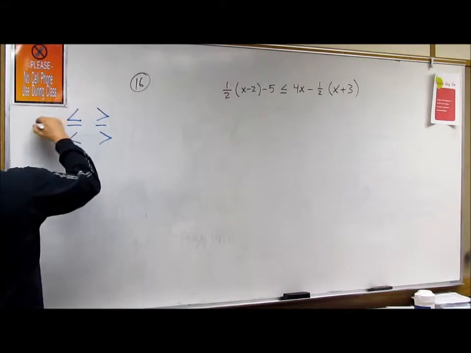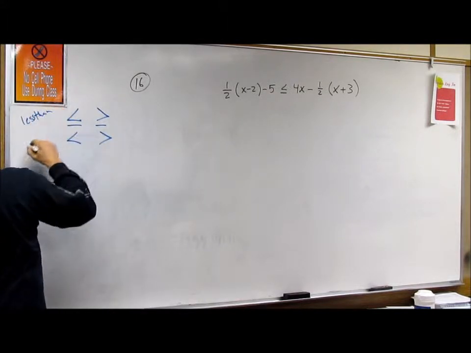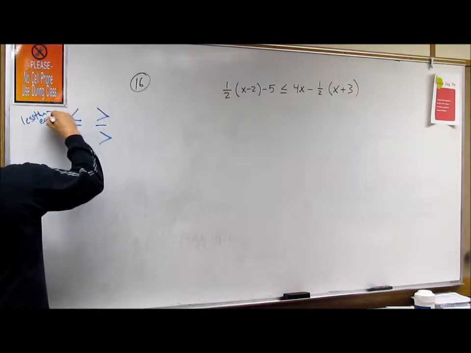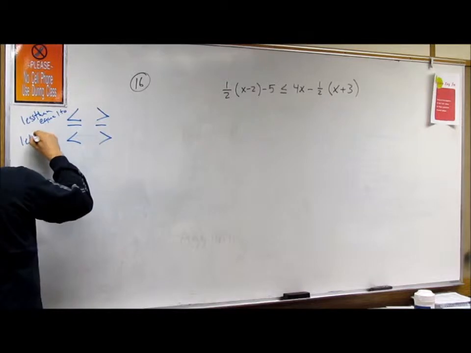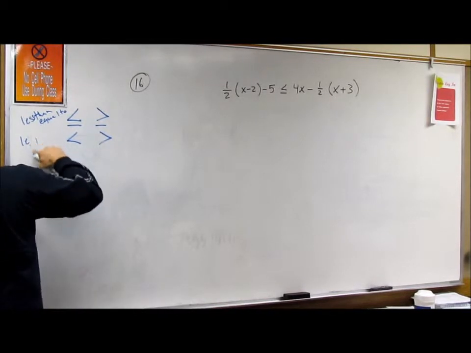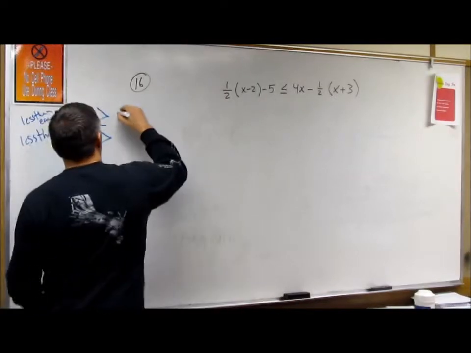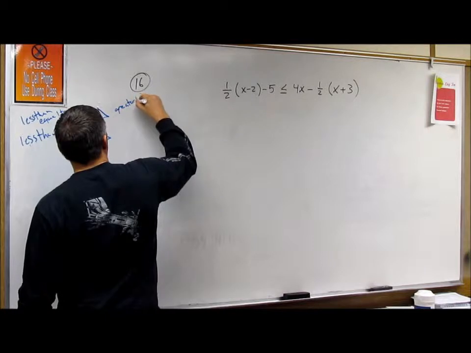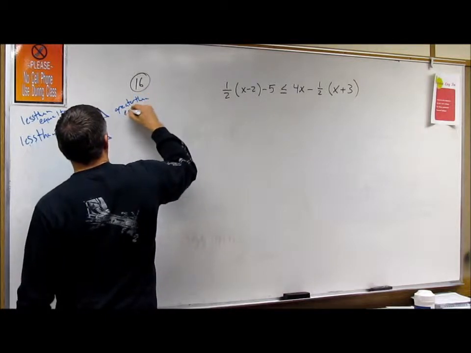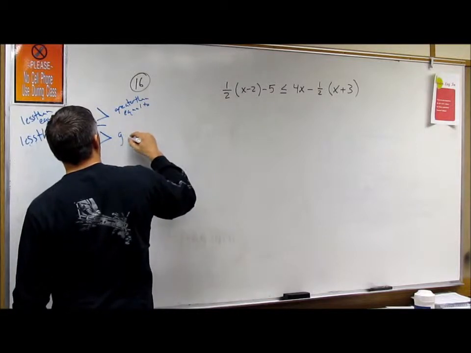So these are less than, equal to, less than. And then greater, equal to, and greater than.